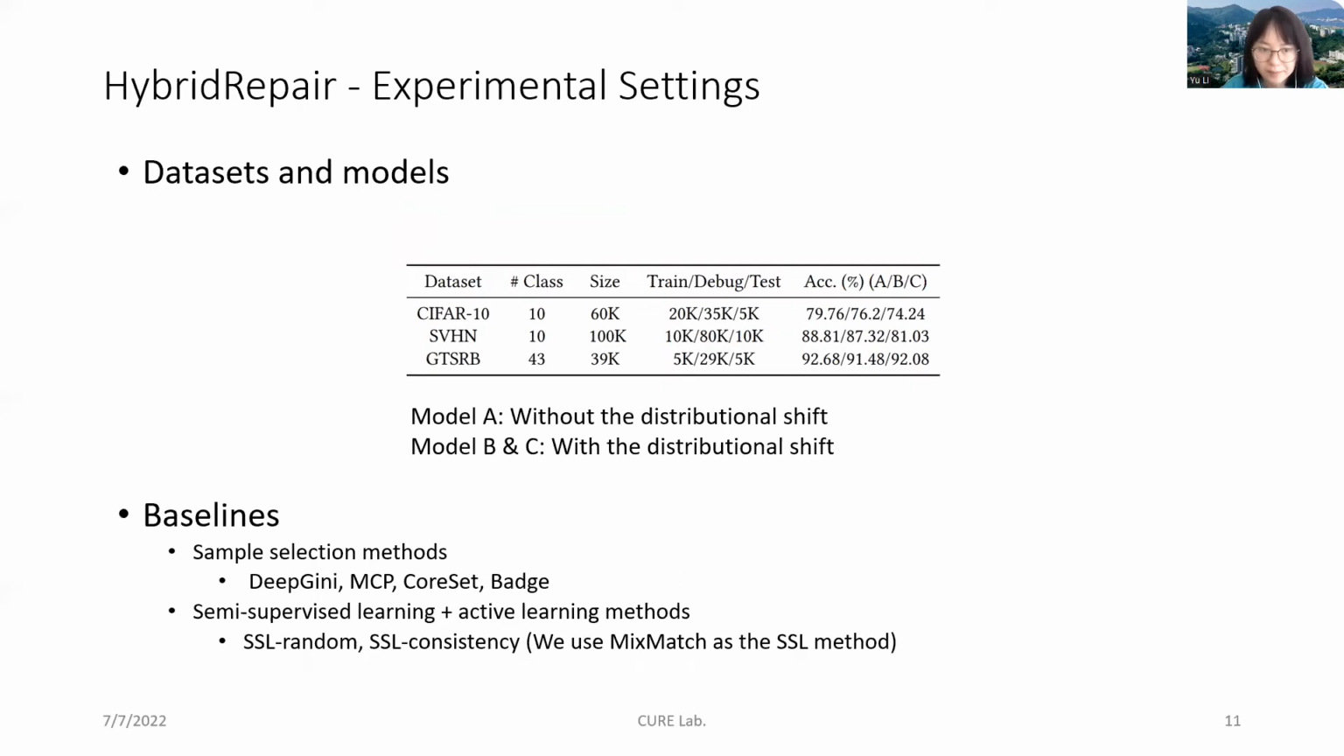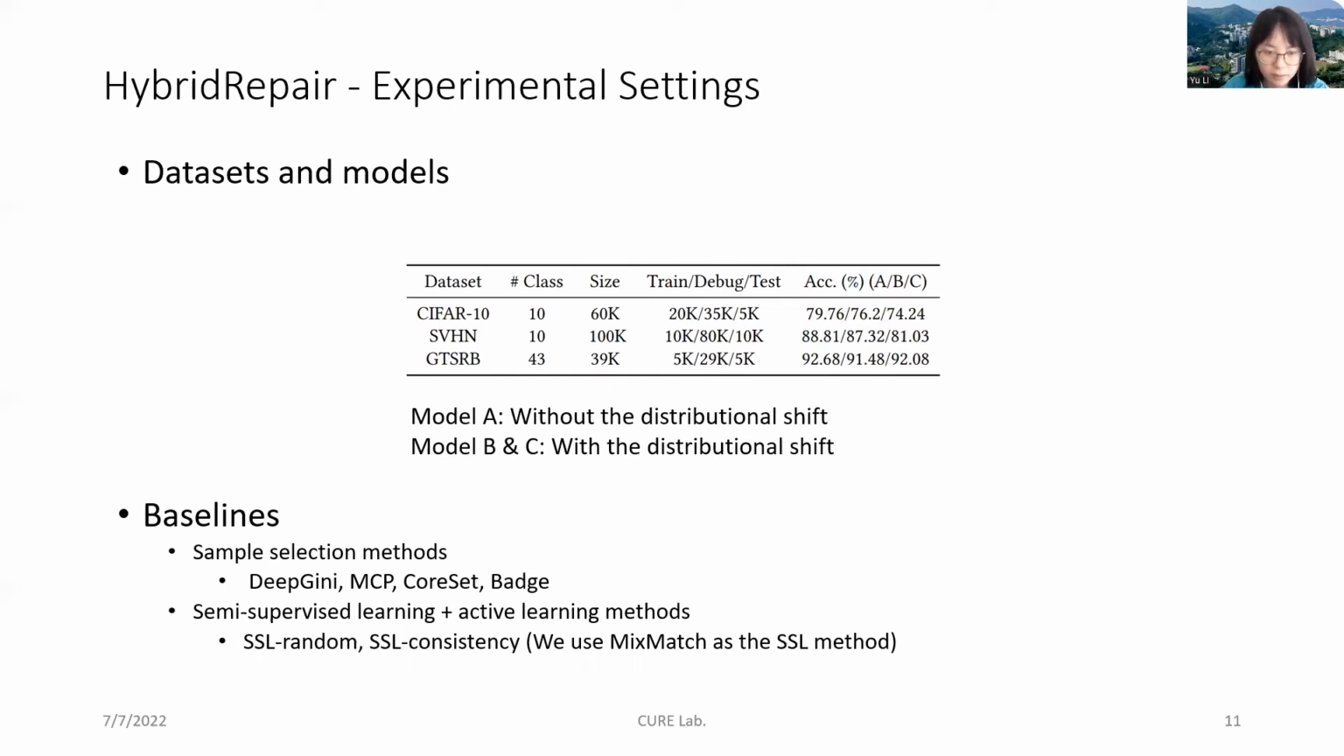This is our setting. We evaluate our method on 3 popular data sets: CIFAR-10, SVHN, and GTSRB. We use 3 models for each data set: model A, B, and C. Model A is a setting where the training and testing data are in the same distribution, while for model B and C, their training and testing data sets have some distributional shift.